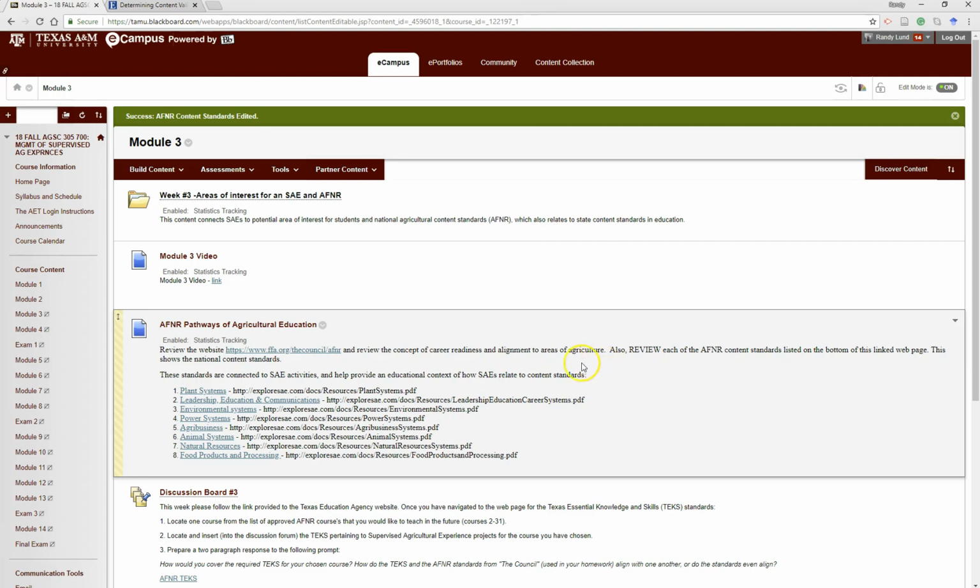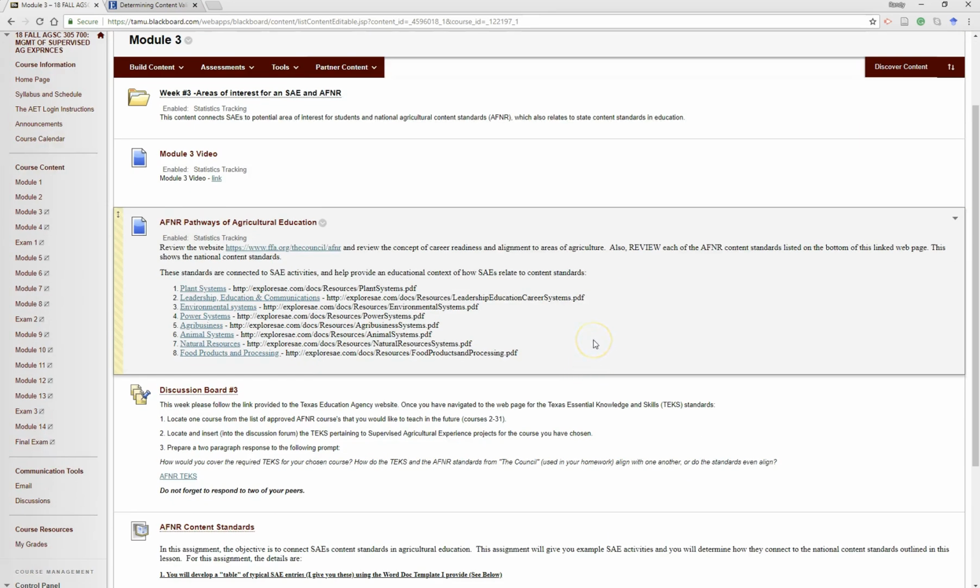So for this module, the first place that I want to address or have you focus your attention is going to be here, to this AF&R Pathways of Ag Education tab. AF&R standing for Agricultural, Food, and Natural Resources. When most of you graduate and become certified, you'll be certified AF&R teachers.